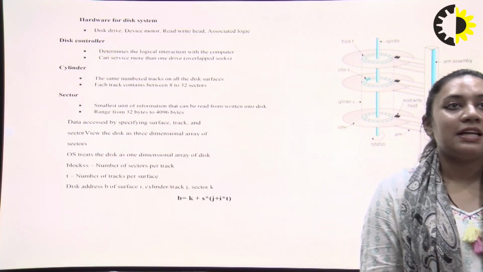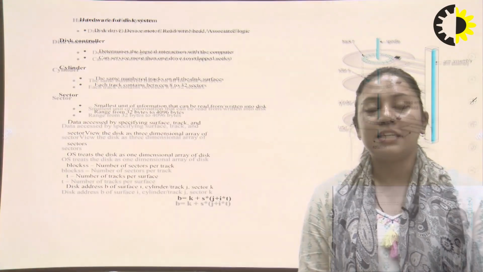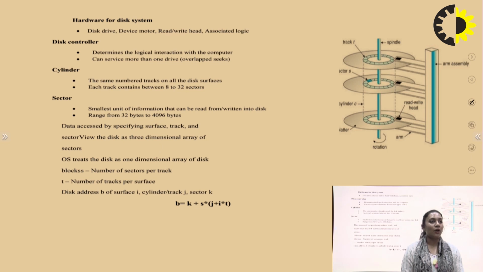As you can see, this is the hardware architecture of the disk system, which has some operations. It can read, it can write, it can seek, and it is also associated with logic. The disk controller is a logical integration with the computer system, and it has services for more than one drive, such as overlapped seeks. Then the cylinder value: if I am talking about the same track number on the disk surfaces, each track contains around 8 to 32 sectors.